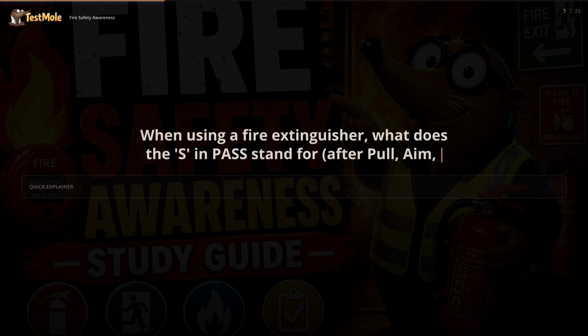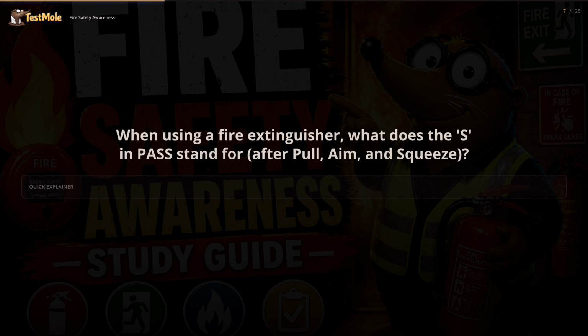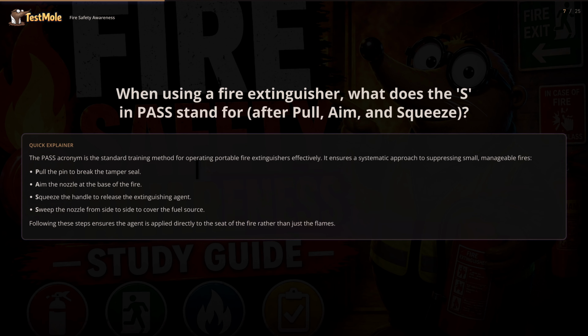When using a fire extinguisher, what does the S in PASS stand for after pull, aim, and squeeze? The PASS acronym is the standard training method for operating portable fire extinguishers effectively. It ensures a systematic approach to suppressing small, manageable fires. Pull the pin to break the tamper seal. Aim the nozzle at the base of the fire. Squeeze the handle to release the extinguishing agent. Sweep the nozzle from side to side to cover the fuel source. Following these steps ensures the agent is applied directly to the seat of the fire rather than just the flames.